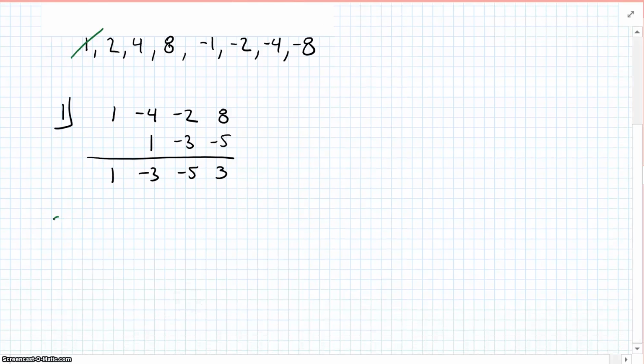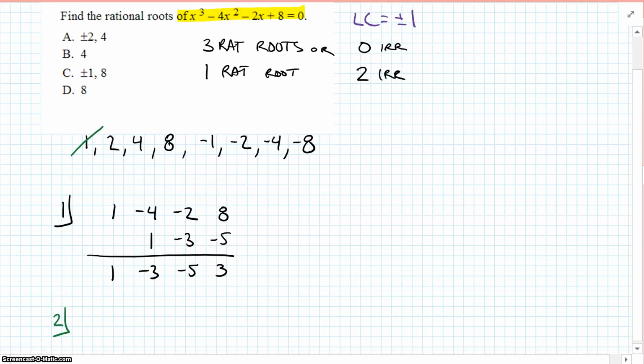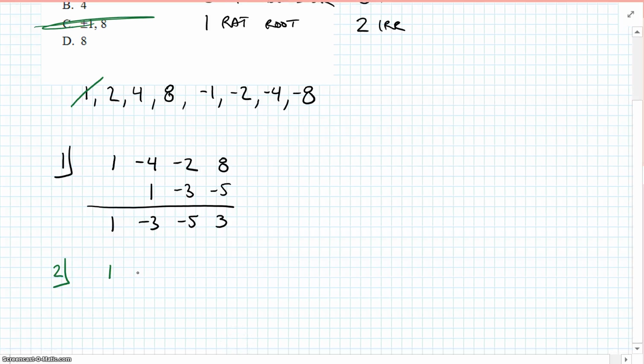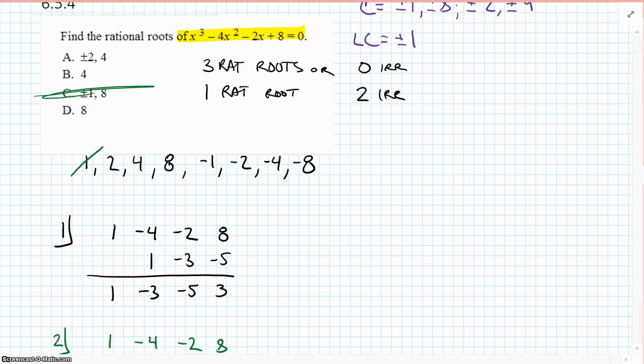So since 1 doesn't work, we can eliminate C. So let's go to 2. Okay, again, my coefficients are 1, negative 4, negative 2, 8. Drop the first one, 1. 1 times 2 is 2. Negative 4 plus 2 is negative 2. Negative 2 times 2 is negative 4. Negative 4 plus negative 2 is negative 6. Negative 12, it's negative 4. So 2 does not work.